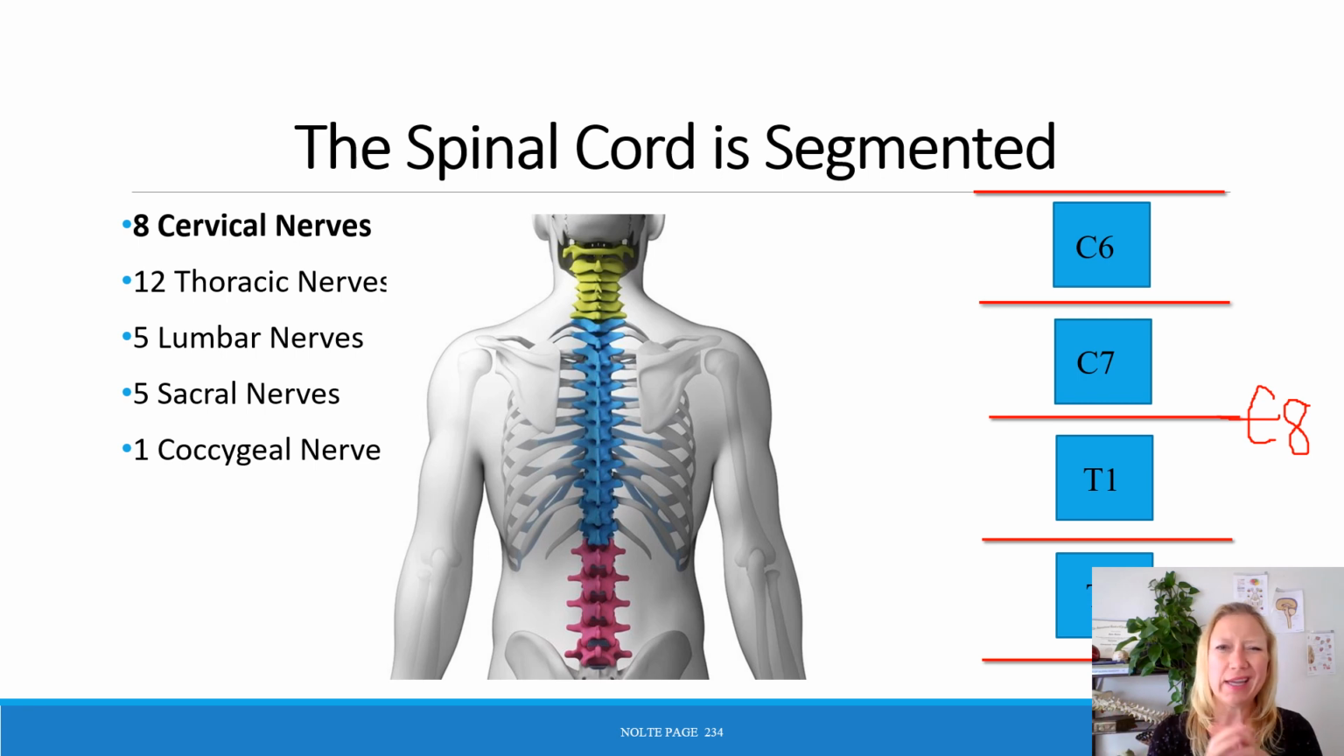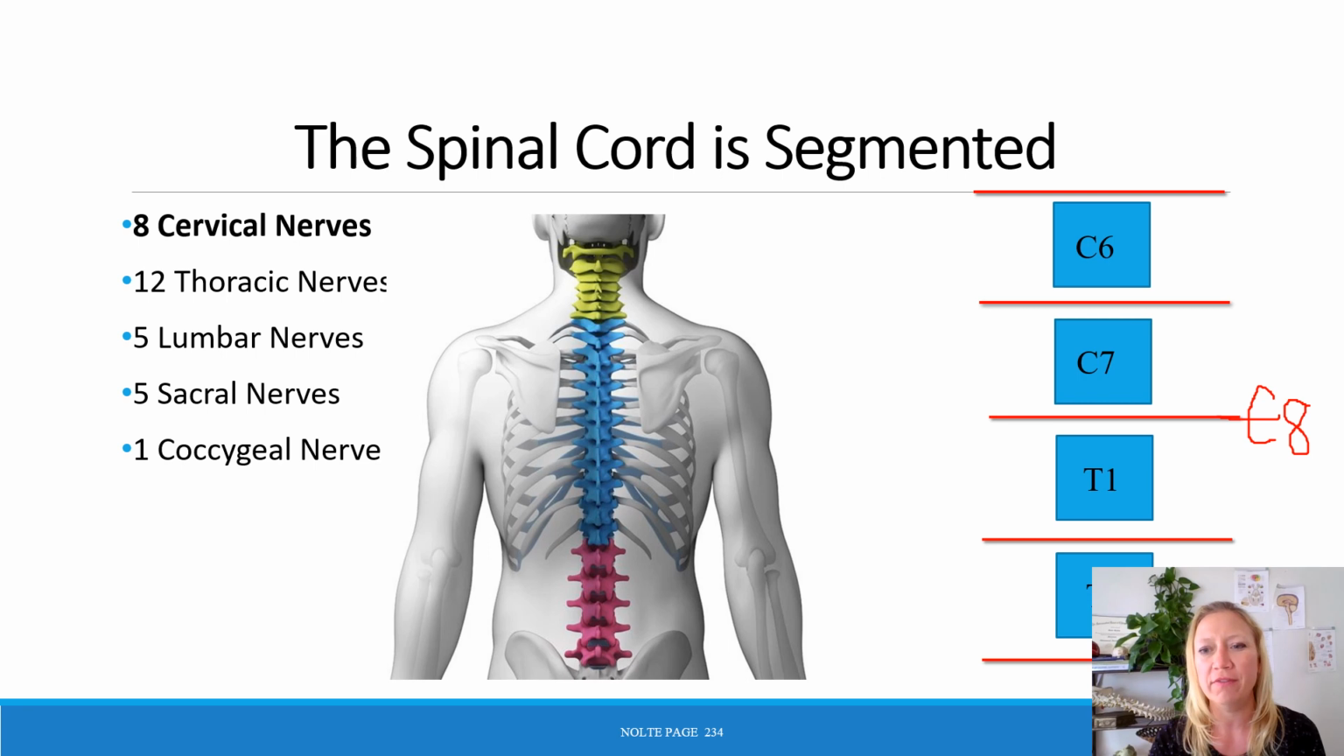So that C8 doesn't really fit into our narrative when we're looking at the bones, right? We only have 7 cervical vertebrae, and then we have 12 thoracic, 5 lumbar, 5 fused bones with the sacrum, and the coccyx is 3 to 5 fused bones. So why is there a C8 nerve? I don't really know why. I would have renumbered them if it were up to me, but it's not.